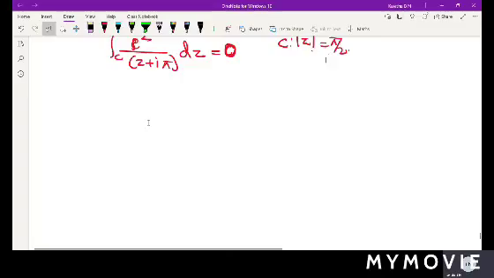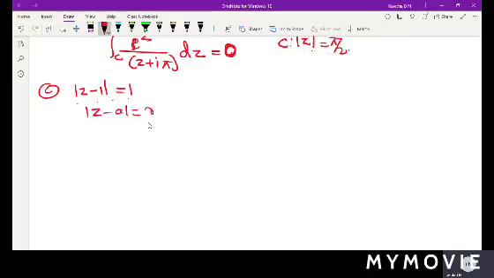Next, one more condition is there. Observe the last condition: modulus of z minus 1 is equal to 1. Compare with modulus of z minus a is equal to r. Here the value of a is 1, so (1, 0) is the center and the radius is equal to 1.